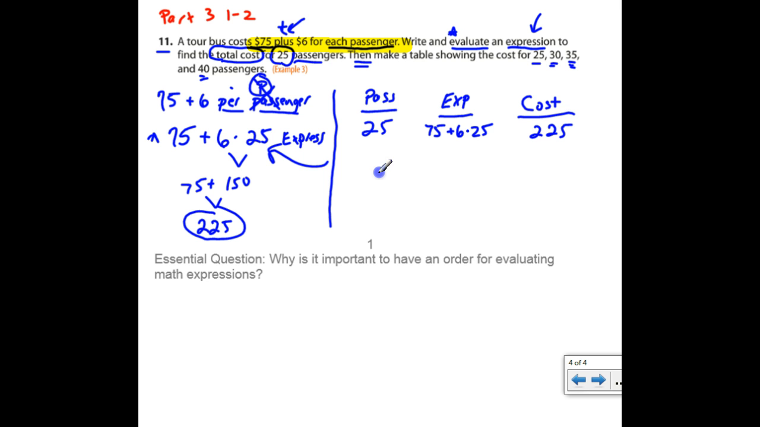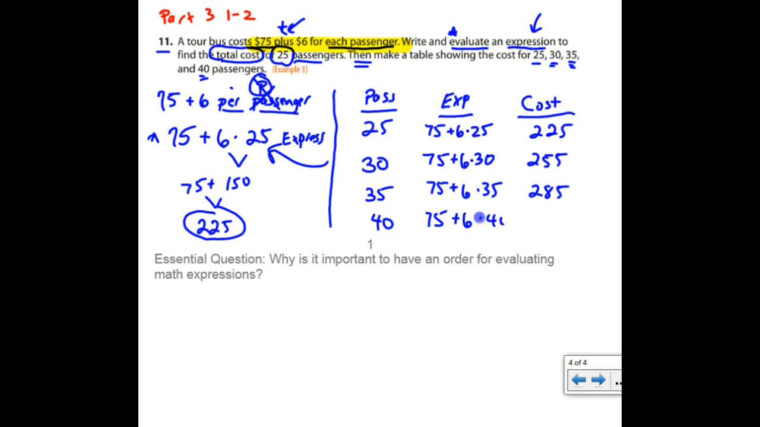So if I did the same thing with 30 passengers, it would be 75 plus 6 times 30. I went ahead and multiplied that out for you following the order of operations. That came out to be $255. And then it says, what if you had 35 passengers? Well, that would be 75 plus 6 times 35. That would come out to be $285. And then the last one was what if you had 40 passengers? It would be $75 to rent the bus plus 6 times 40, and that multiplies out to be $315.